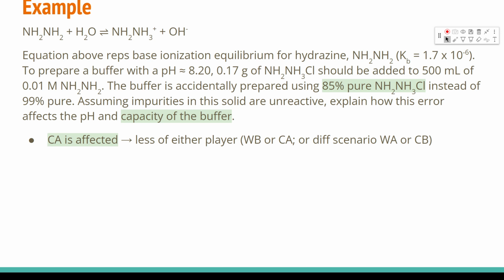effective. And so pretty much if I have less of anything, so in this case, if we had less of the weak base, or if we had less of the conjugate acid, or vice versa, if we're thinking about the other kind of buffer system with a weak acid and its conjugate base, then that is going to affect how good the buffer is at actually being a buffer. So again, capacity is less because you have less moles, in this case, of conjugate acid. So it will be less effective as a buffer. Less stuff, less capable. Cool.